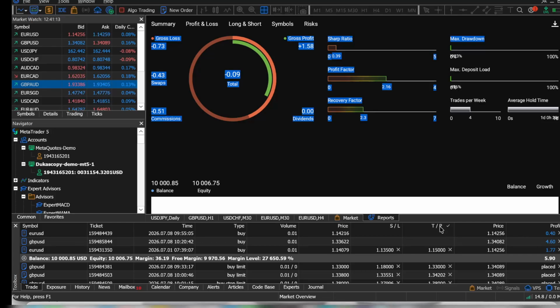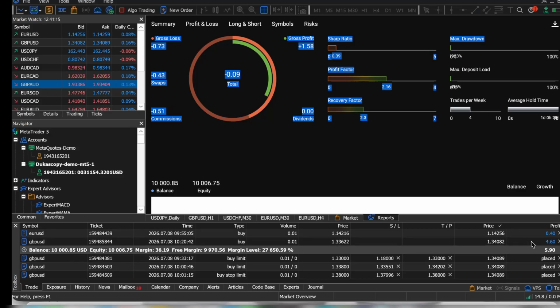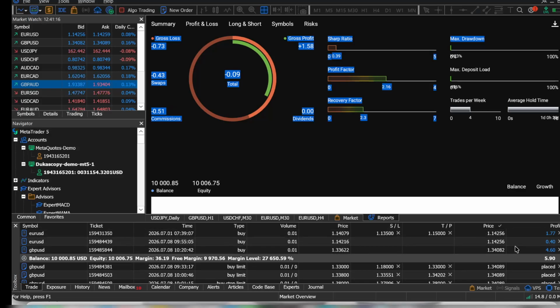Next, look for the price column. This shows the current market price of the asset you have invested in. Having this at your fingertips allows you to quickly determine how close or far the current price is relative to your entry point. Speaking of entry points, the open price column is next up. This displays the price at which you entered the trade. Knowing your entry price is essential for understanding your position in the market and gauging potential exits.